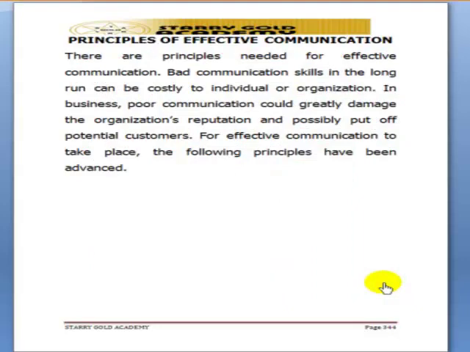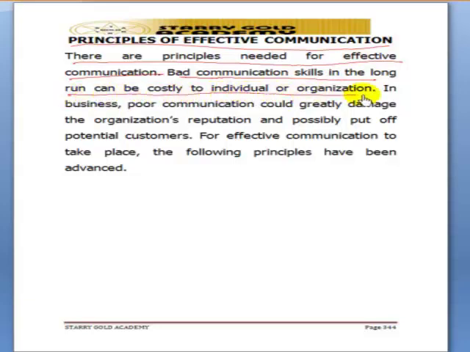Let's move on to the principles of effective communication. There are principles needed for effective communication to happen. What are the principles? What are the things that we have to observe? What are the things we need to put in place, or ensure, to have effective communication? Bad communication skills in the long run can be costly to an individual or organization. That is, in business, poor communication could greatly damage the organization's reputation and possibly put off potential customers.